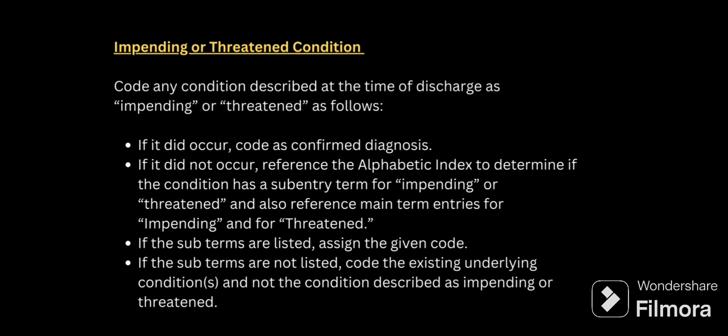Next is impending or threatened condition. An impending or threatened condition is usually described at the time of discharge. If it did occur, like that impending condition has occurred during the time of admission, then it should be coded as a confirmed diagnosis. If it did not occur and there is a chance of getting it in the future, code it in the alphabetical index under impending. Next is laterality. Laterality means the sides of the body. The right and left side of the body is called laterality.